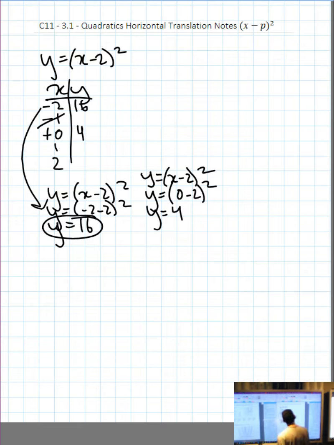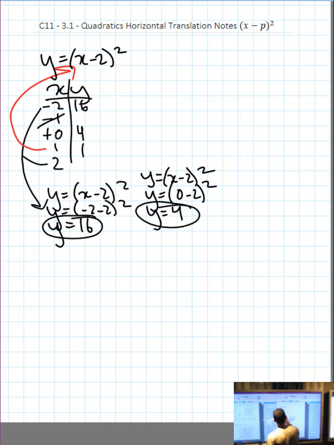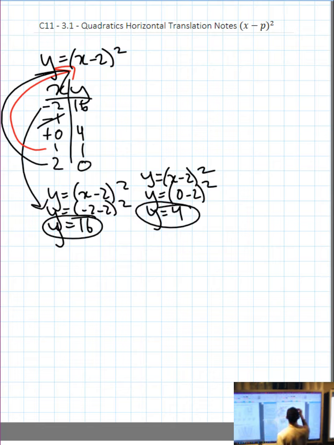But now remember, we didn't have to do the substitution in the formula. We could have just done it in our heads. Let's do it in our heads. 1 minus 2 is negative 1, squared is positive 1. Putting the next value in, 2 minus 2 is 0, squared is 0. Oh, interesting. Okay, let's graph these.